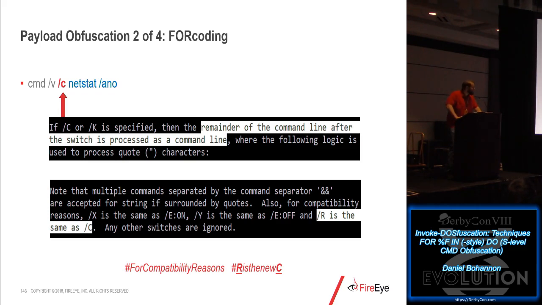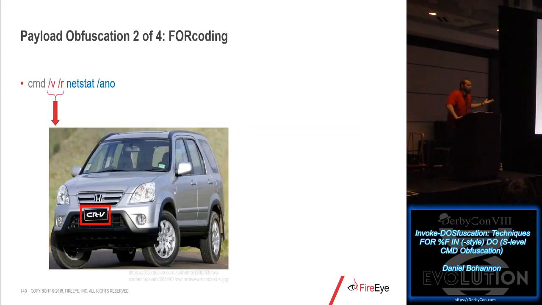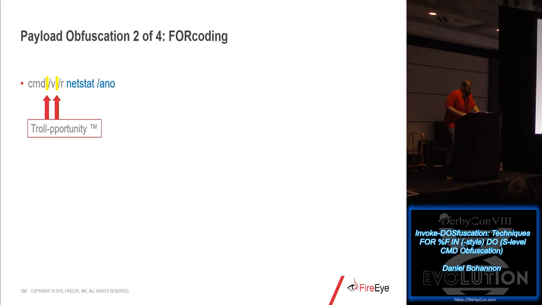So hashtag for compatibility reasons, /R is the new /C. Let's swap that out with /R, and it still works. The way I keep this in mind, because I like to look at anchor arguments, is I remember CRV. So C and R for arguments, V is for variable expansion. That's just a fun, Honda did not pay me to put that in there, but it just worked out pretty well. This is also an amazing troll opportunity.